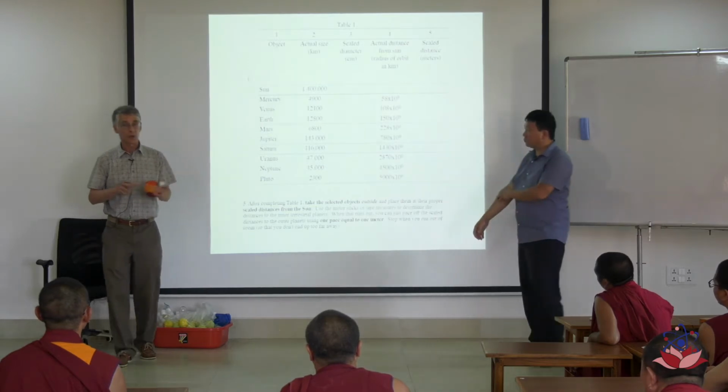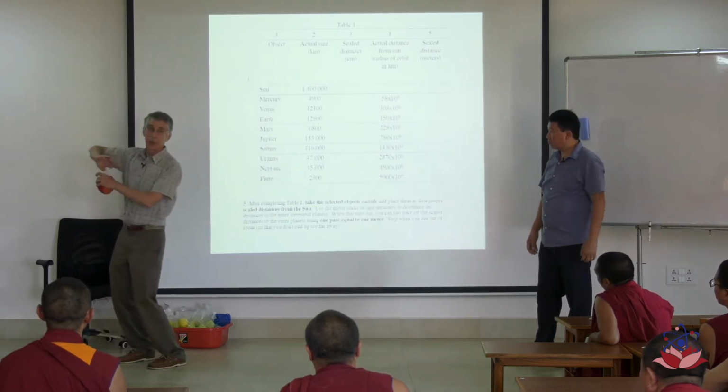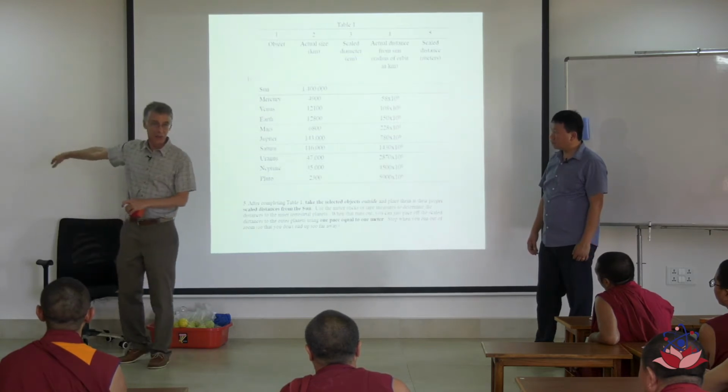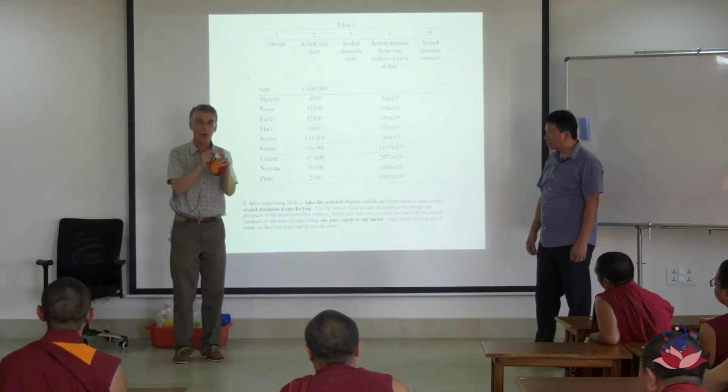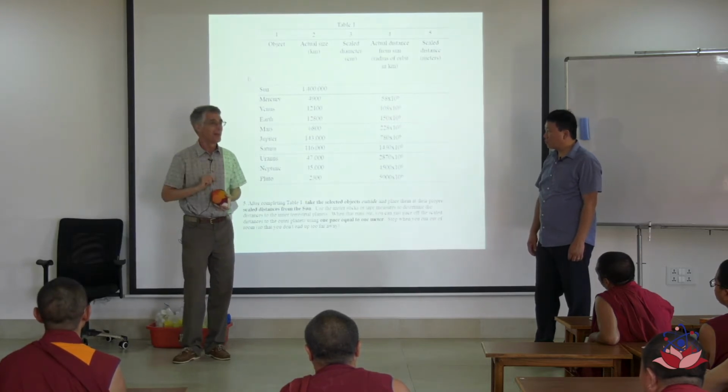So if you choose too big a size for your sun, the planets will be very far away in your model. If you choose too small a size for your sun, your planets will be invisible.